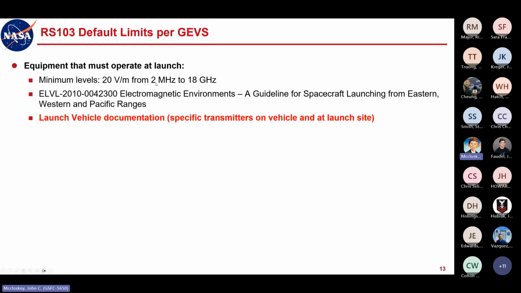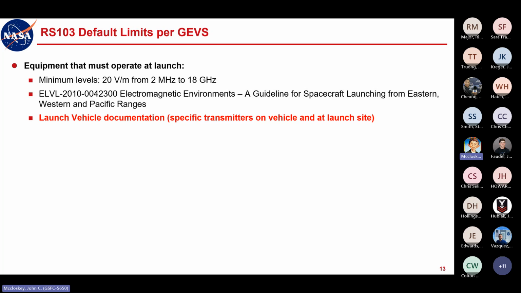I must have missed updating this in the last version of GEV. From everything I just said, the default would be 200 megahertz and above, unless you had specific transmitters operating lower than that. There's also some additional guidance in this ELDL document for spacecraft launching from Eastern, Western, Pacific, and Pacific ranges. But as always, you have to look at your mission-specific documentation.